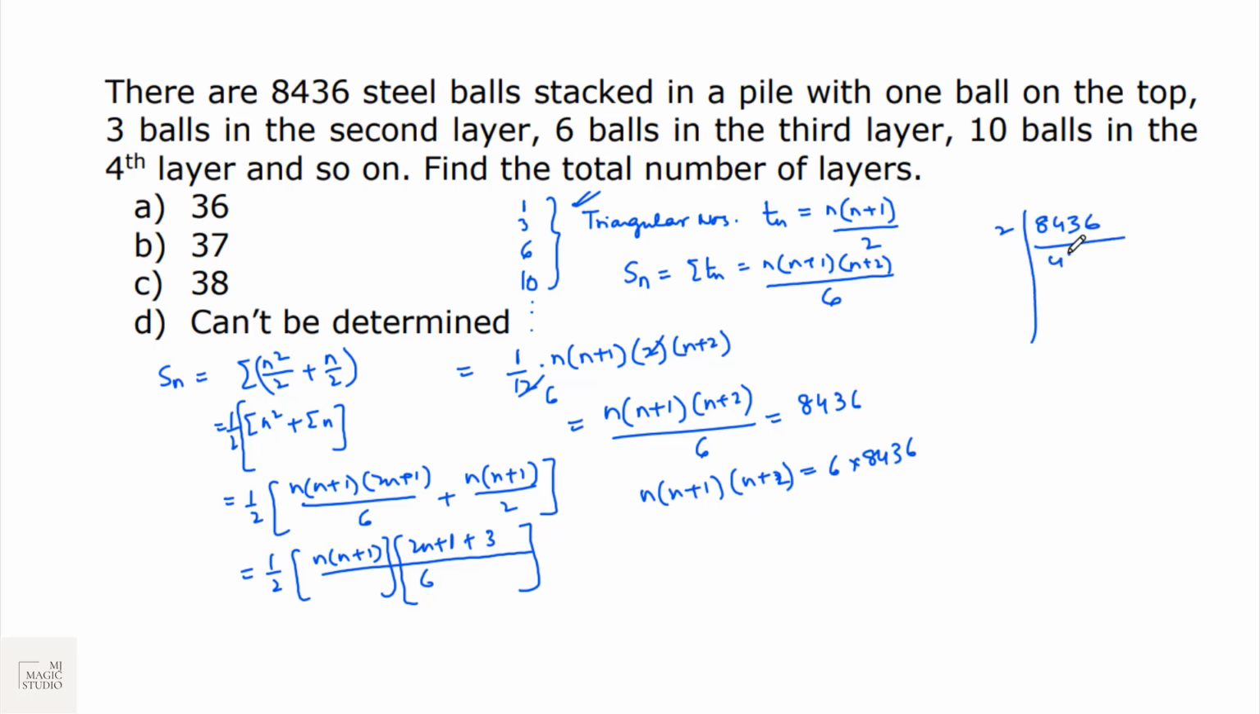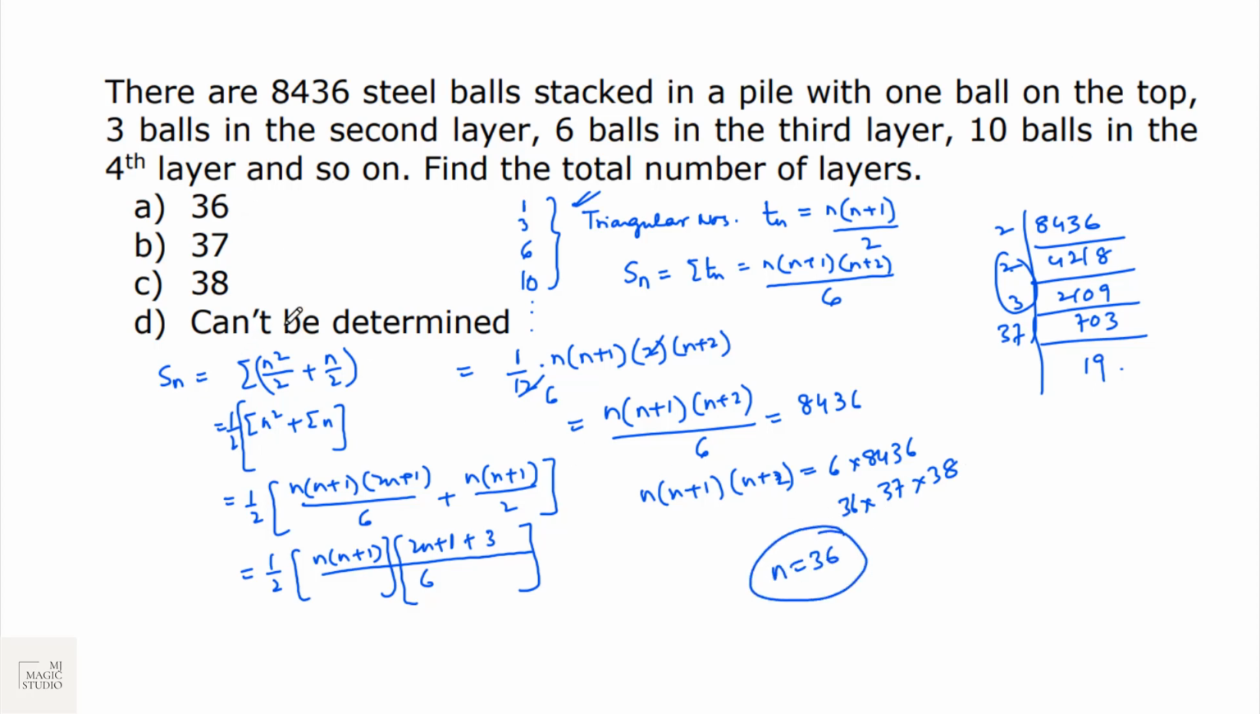8436, okay, by 2, 4218, by 2, 2109, by 3, 703, okay, 3 into 2, 6, is 19 into 37. So as we are reading this number, it is 37 into 19. So 19 into 2, 38. So we are having 37 into 38, and then 6 into 6, 36. Bingo. That means n into n plus 1 into n plus 2 is 36 into 37 into 38.